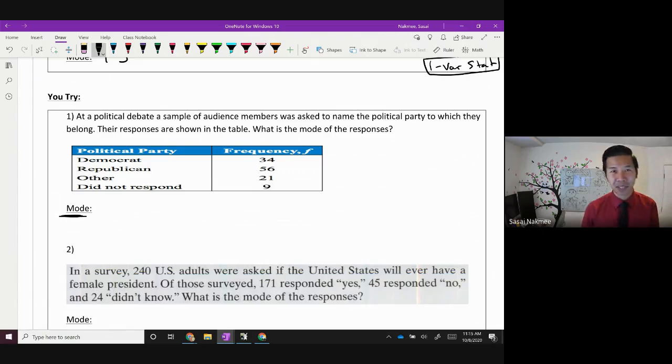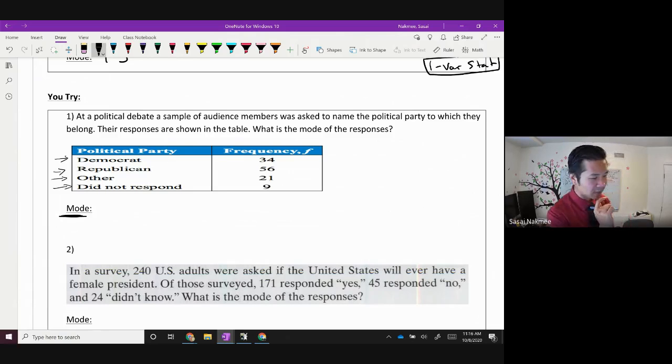There's no average here. I can't actually calculate this average. I don't know what the average Democrat is in this case, because that doesn't make sense for this type of data. It's actually just telling me a label for each of these guys, which is Democrat, Republican, other, and did not respond. And looking at this, what do you think is the mode for this one? Which one shows up the most? You guys have any ideas? What's the most for this example right here for these political parties? Which one shows up the most? Which one is the majority of this data here?